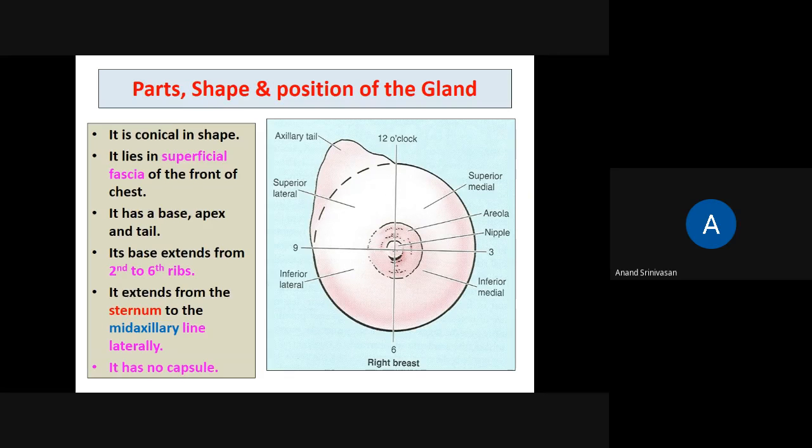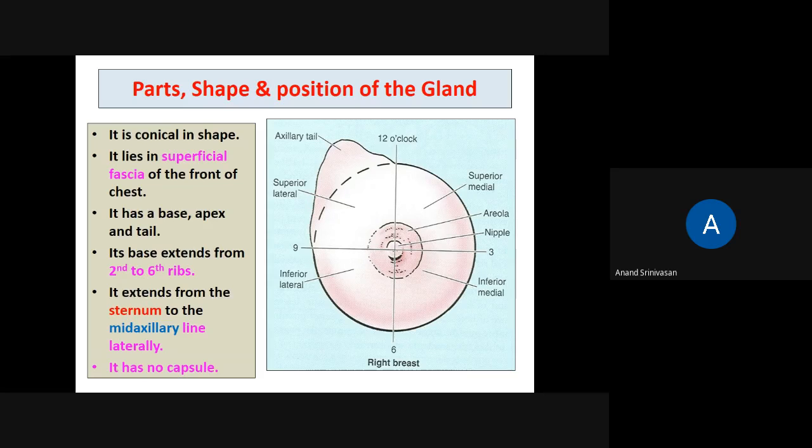First, we will see the mammary gland. It is of more importance, especially in females, because it has a reproductive function as well, for lactational purposes. So we will be talking about the mammary gland in a female.